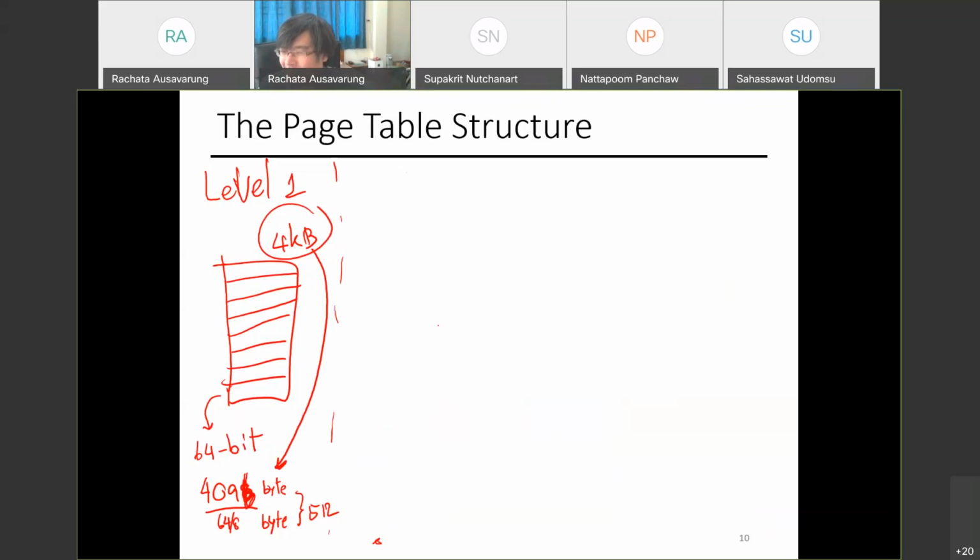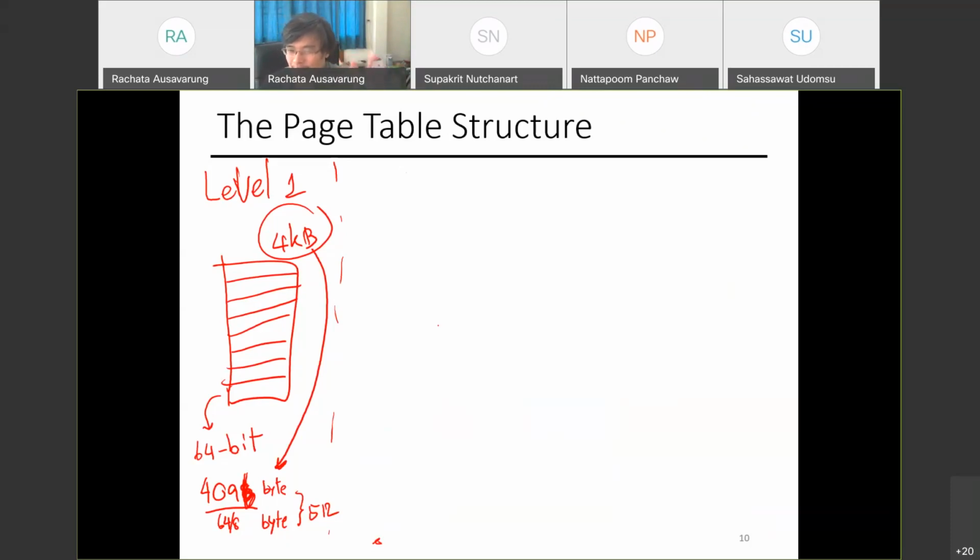4096, which is 4 times 1024 for 4 kilobytes. Basically, it means that I have 512 of these entries, and let's say each one of them points to a page. So how much memory do I have here?